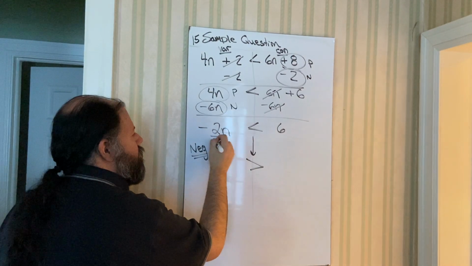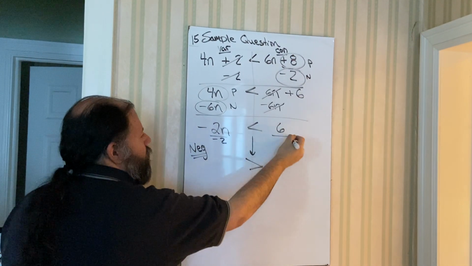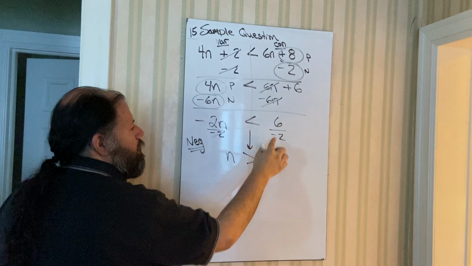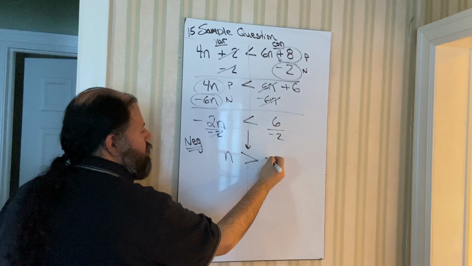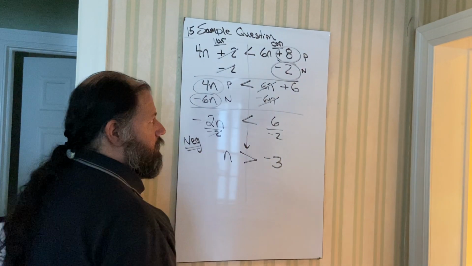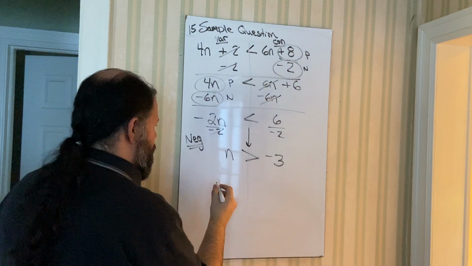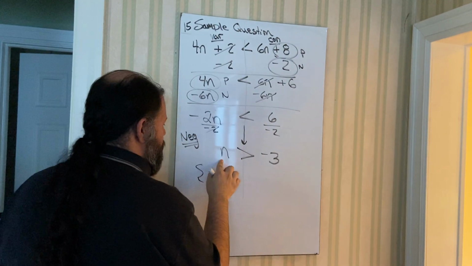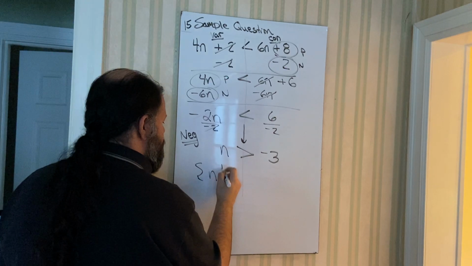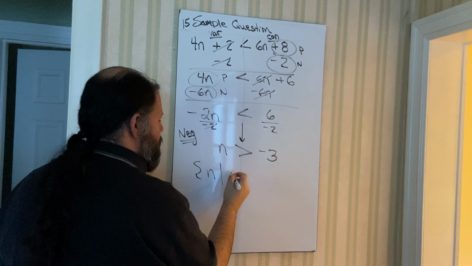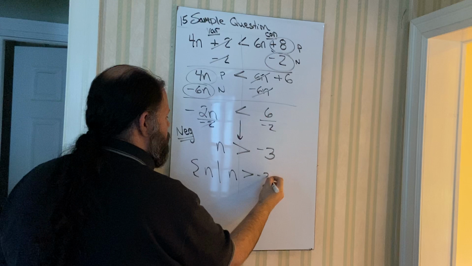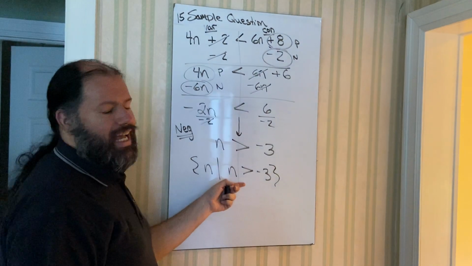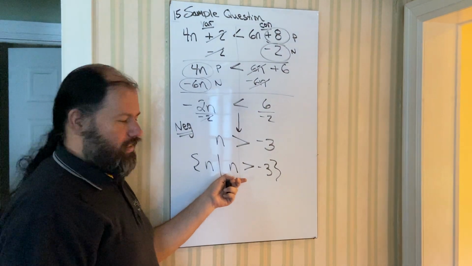Now we can divide by the coefficient and the sign. Negative 2 over negative 2 cancels out to the n. Positive 6 divided by negative 2 is negative 3. Then, write it as set builder. n such that, and you copy all this, n is greater than negative 3. Close. Boom. Now you're finally done solving.